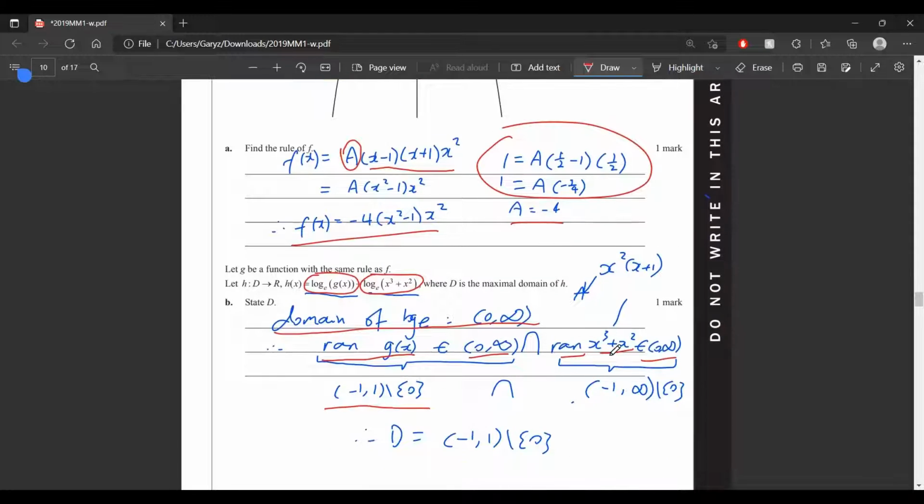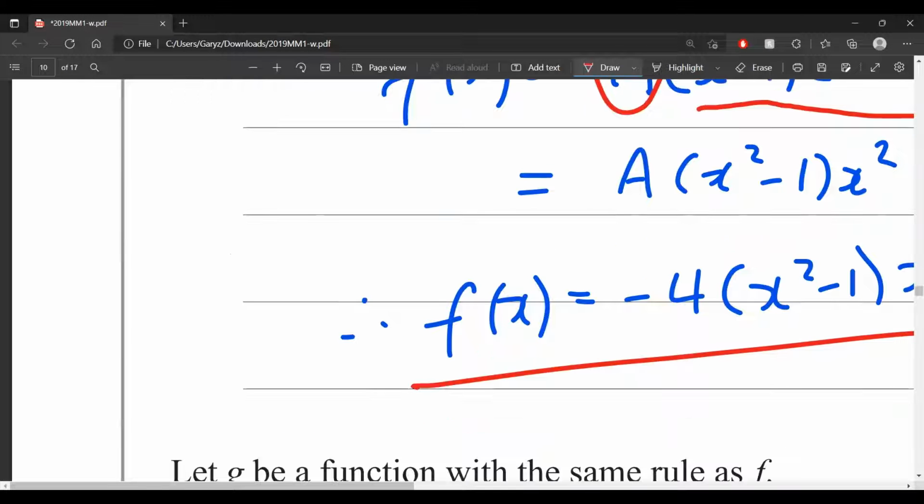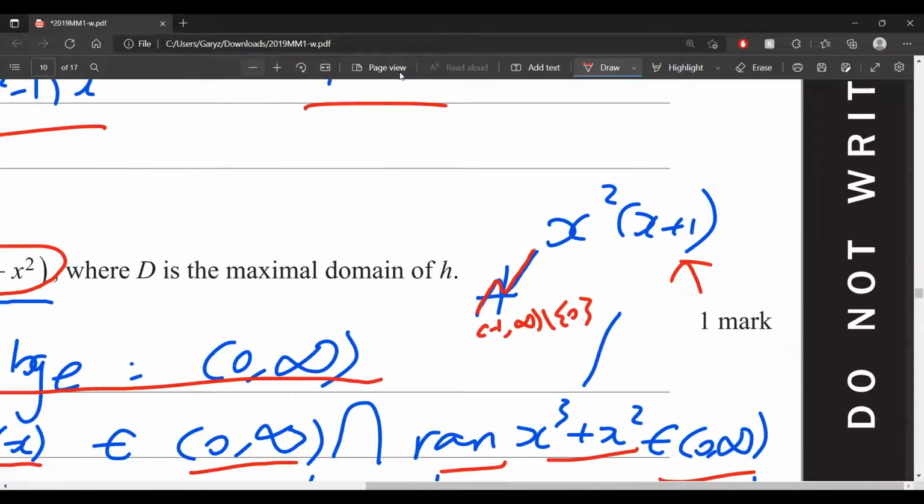Regarding x cubed plus x squared, we can write it as x squared bracket x plus 1, and then a quick plot, which is shown here. I'll zoom in a little bit. This is the quick plot of the graph, so it would look like this. We go up like that, and then we go up like that. So we know that for this graph, it's from -1 to infinity, excluding 0. That's the part where our range is accepted.